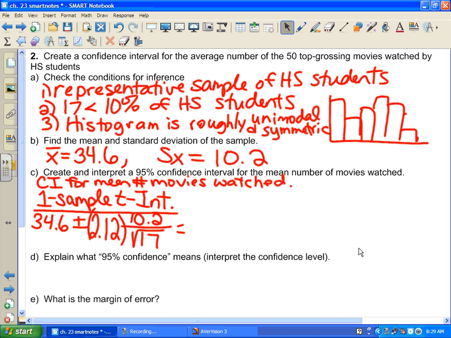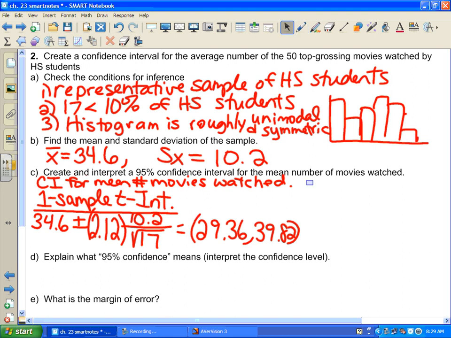That is the interval. So 29.36 to 39.82. And then what do you always do after you write an interval? Interpret. Unless it specifically says do not interpret, you always assume if you have an interval, it needs to be interpreted. Always. Okay?